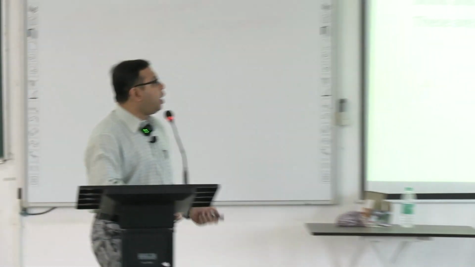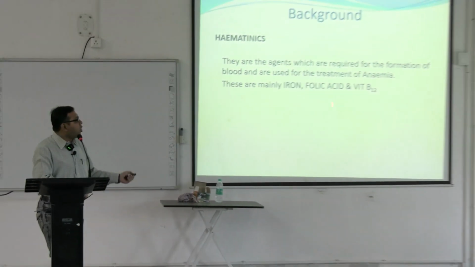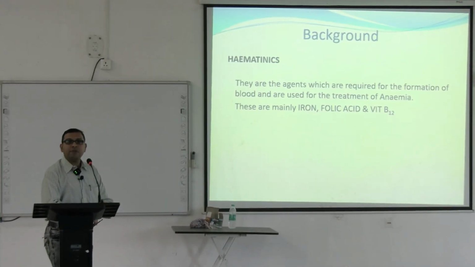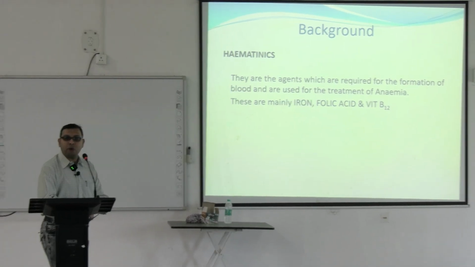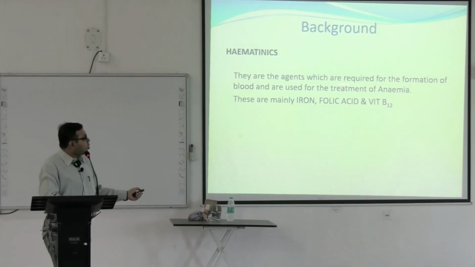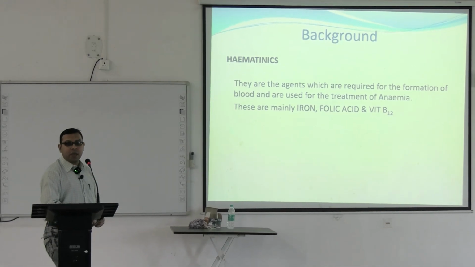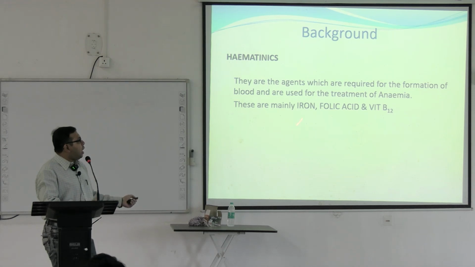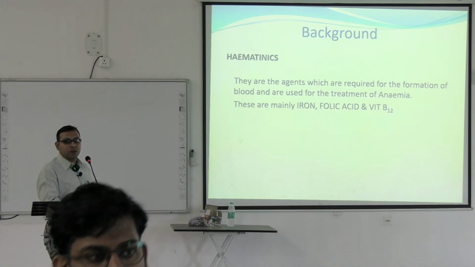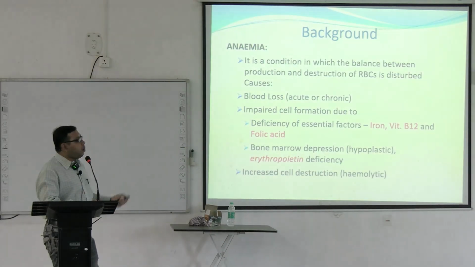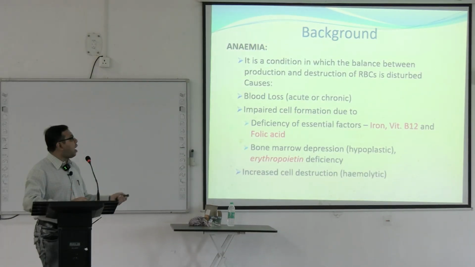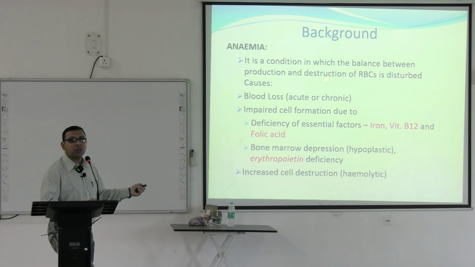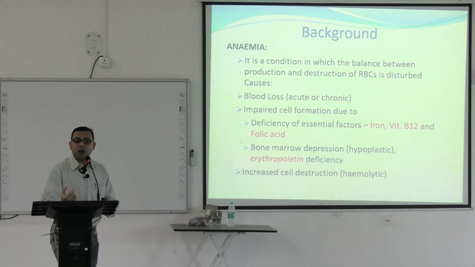So first coming to the hematinics. These are the agents required for the formation of blood. In physiology you have read about how blood is formed, how different corpuscles are formed. These are used for the treatment of anemia. Anemia is quite a common disease in our country and all over the world. Mainly iron, folic acid, and vitamin B12, these three are needed. Anemia is basically a condition where the balance between the production and destruction of RBCs is lost. That is, RBCs are produced and RBCs are destroyed, and this balance is dismantled.